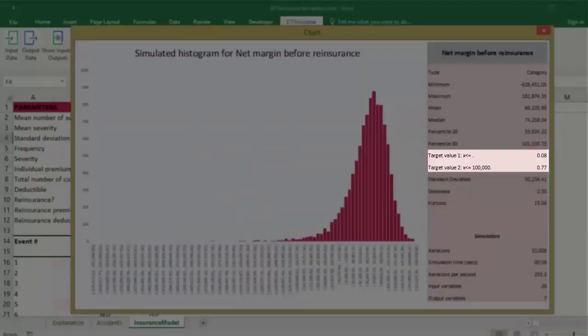Observe that there's approximately an 8% probability of having losses and a 23% probability of having a net margin above $100,000, since it is the complement to the calculated target value 2, 100% minus 77%. Therefore, there's a 69% probability of having a net margin between $0 and $100,000, calculated as the difference between target value 2 and target value 1.